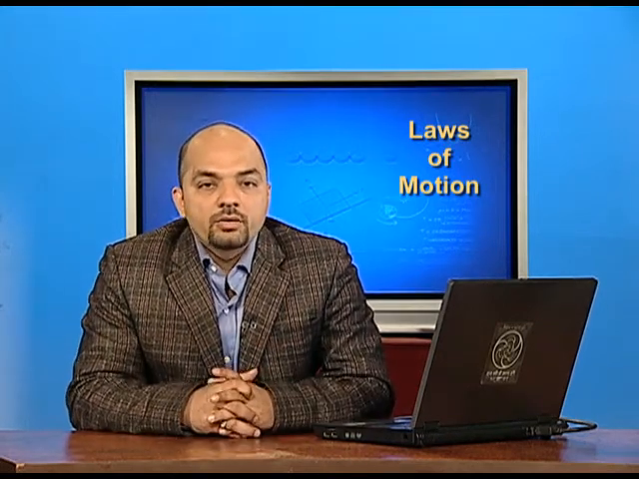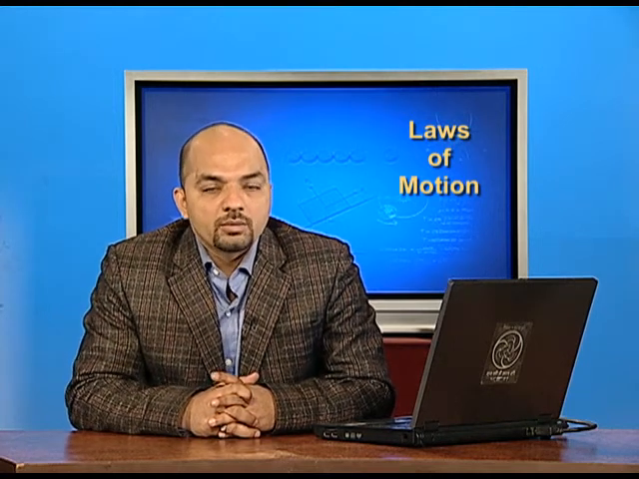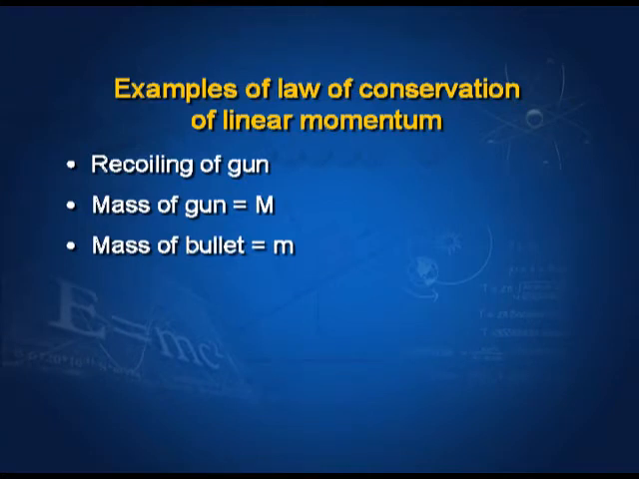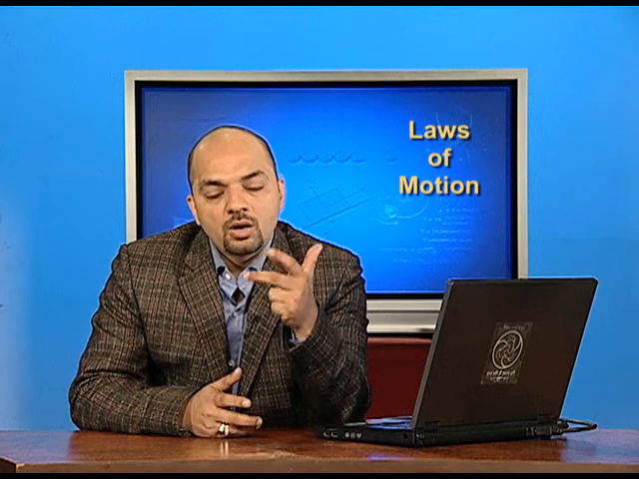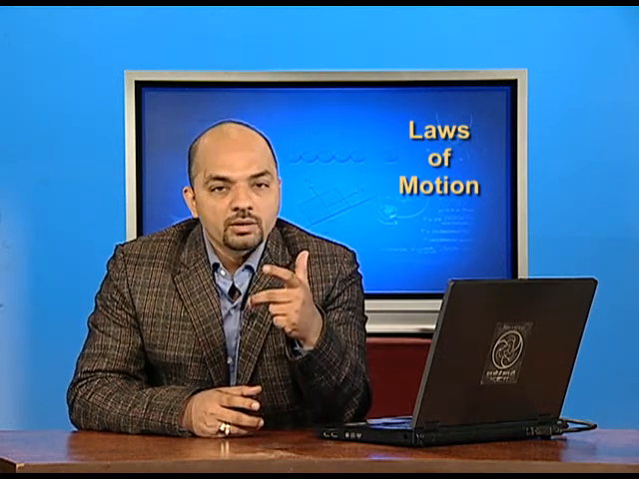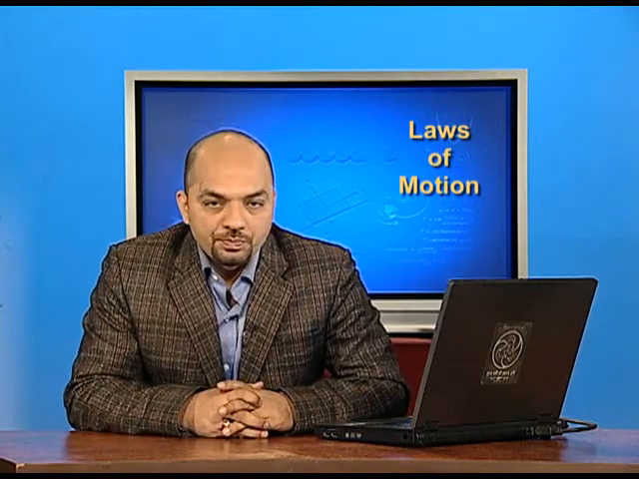Let us recall a numerical based on the law of conservation of linear momentum. For example, recoiling of the gun. Let we have a gun of mass M. Mass of the bullet is small m. Initially, the gun and the bullet are taken together as the system, and the velocity of the system is 0. So, the initial linear momentum of the system is 0.